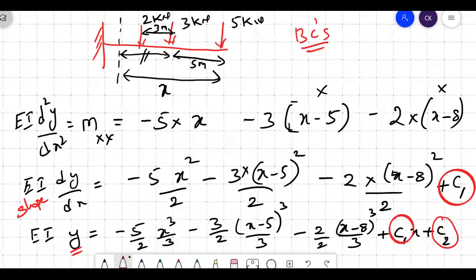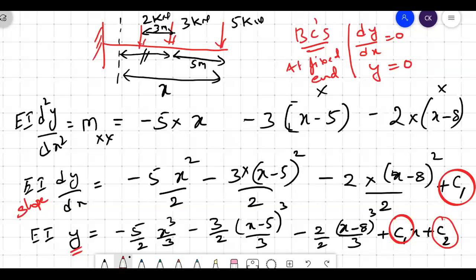The boundary conditions for the cantilever beam are, at the fixed end, the slope is 0. That is dy by dx is equal to 0 at the fixed end, and the deformation, that is y, is equal to 0 at the fixed end. At the fixed end, the slope is 0, dy by dx is equal to 0, as well as y is equal to 0.